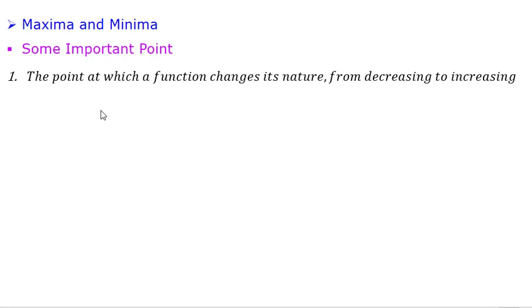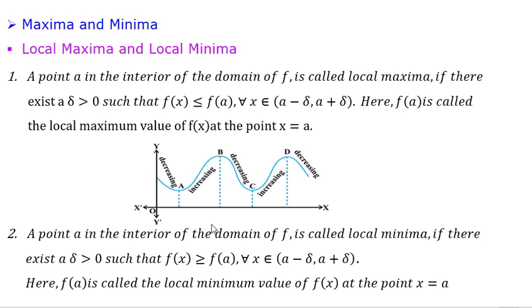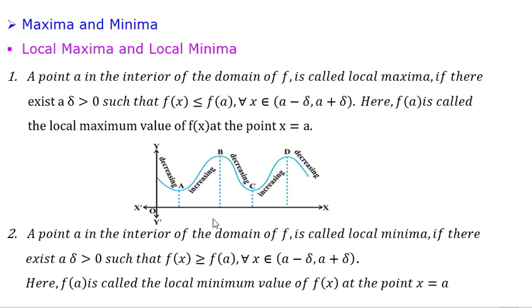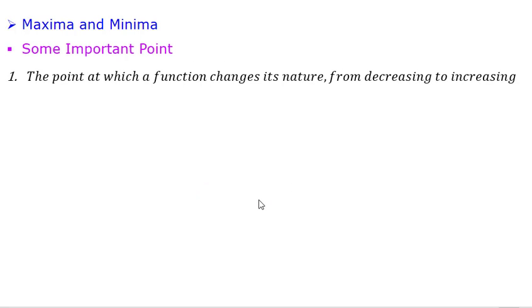The point at which a function changes its nature from decreasing to increasing, or vice versa, is called a turning point. In the previous diagram, we see that the function is turning at point A, then at point B, then at point C and at point D. How do we know they are turning? The function is changing its nature from decreasing to increasing. First it is decreasing, then it changes its nature and becomes increasing. So point A is a turning point. Similarly B, C and D are turning points.